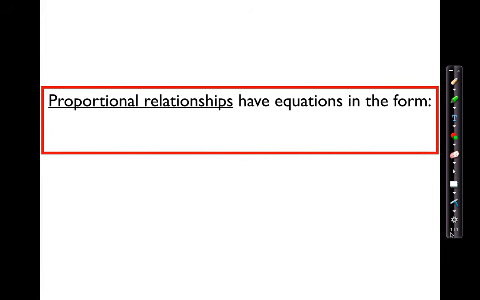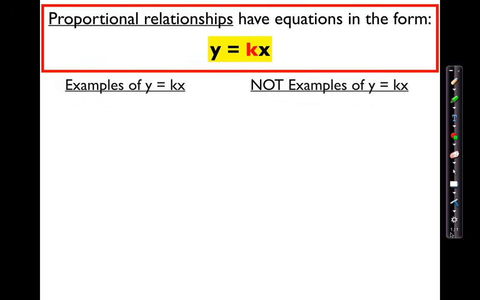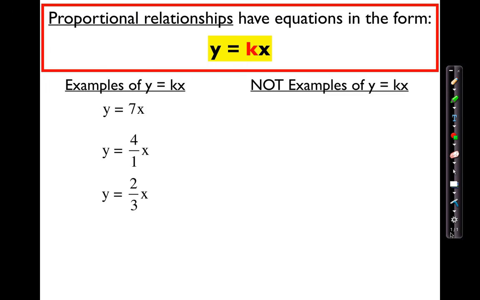First, it's important to note that proportional relationships have a certain equation, and it's in this particular form, y equals kx, where of course k stands for the constant of proportionality. So some examples might be y equals 7x, y equals 4 over 1x, y equals 2/3 x, y equals 5.2x, c equals pi d, or feet equals 1/3 yards. So these are all examples of a proportional relationship because you'll notice that we have a k and an x in all of these examples.